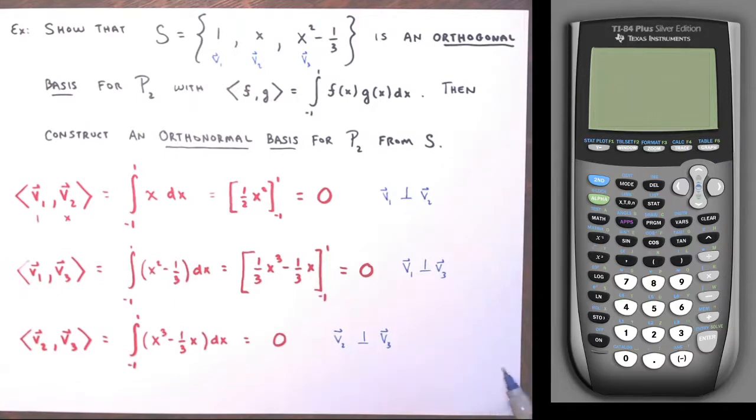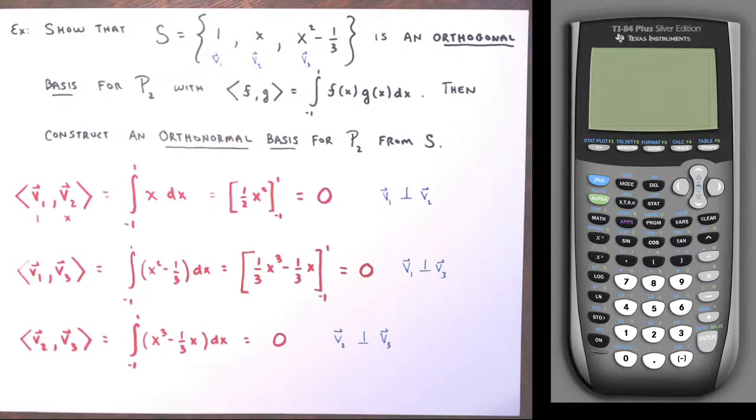Those are the only pairs of vectors I can see in this set. I've checked every pair of different vectors. That's what it means for a set to be orthogonal: every pair of different vectors is orthogonal.